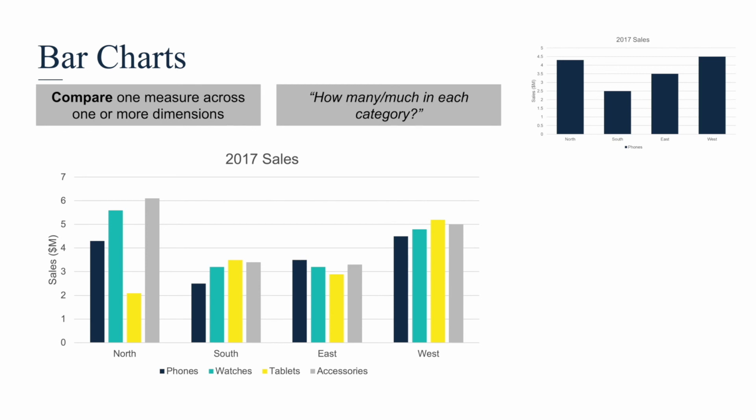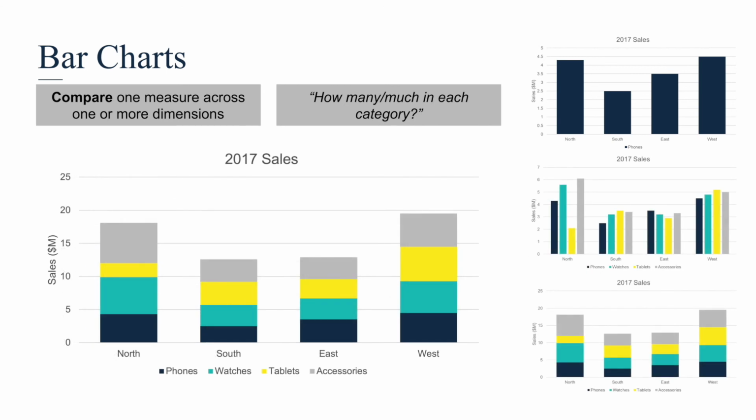If we want to see both the total sales and how the products do in each region, we can use a stacked bar chart. This takes those bars that we group together and piles them on top of one another. This allows us to see the overall sales and which products are doing the best in each region.